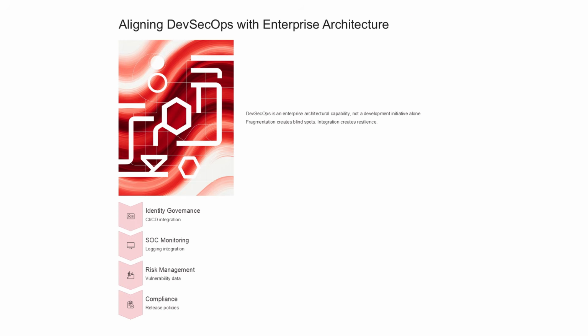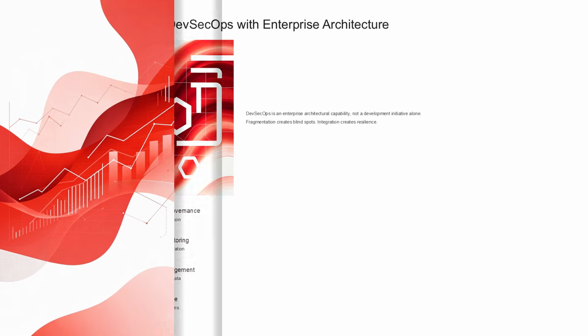DevSecOps is not a development initiative alone. It is an enterprise architectural capability. You must ensure CI/CD integrates with identity governance. Logging integrates with SOC monitoring. Vulnerability data integrates with risk management. Release policies align with compliance requirements. Application and pipeline security must connect to broader enterprise security architecture. Fragmentation creates blind spots. Integration creates resilience. As an enterprise security architect, your responsibility is to align DevSecOps with identity, network, cloud, and governance domains.